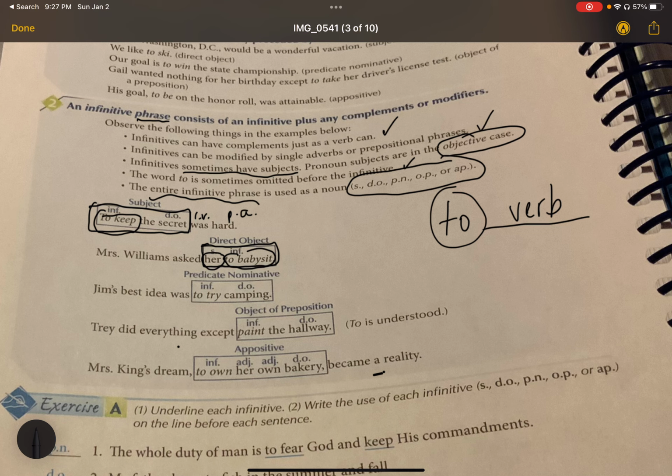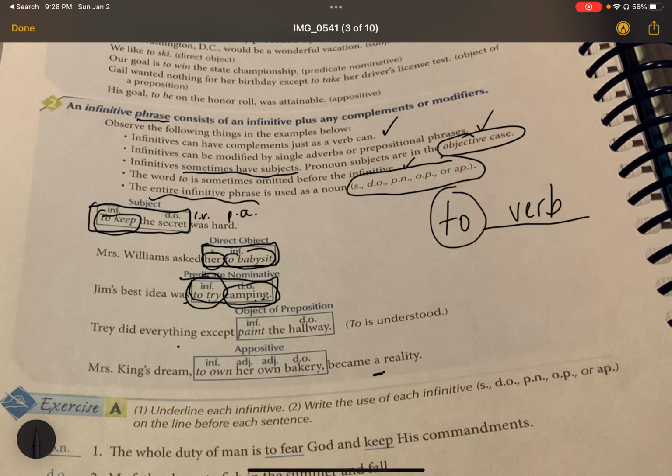Okay, more examples. Jim's best idea was what, or what actually equals what. It's this whole idea of to try camping. To try is the infinitive. To try what? Camping. And if you notice, you have back-to-back verbals. This is an infinitive. Camping here is a gerund, acting as the direct object of the infinitive. Okay?